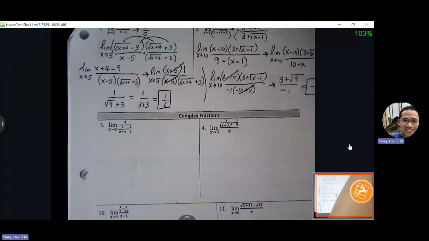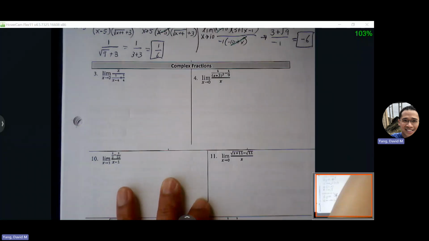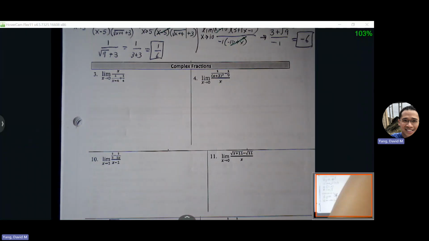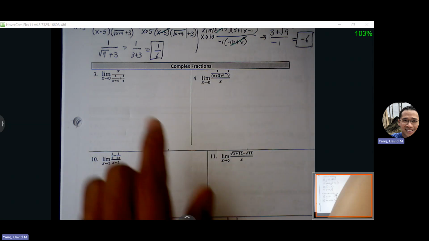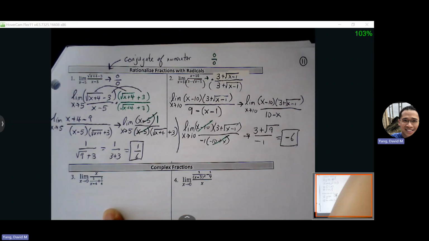So types of this monitoring. I didn't quite get a chance to go through evaluating limits for complex fractions. I know that showed up in your homework. Let me just go through one of these and then see if you guys have any questions. So we're dealing with, sorry, this is page 11.